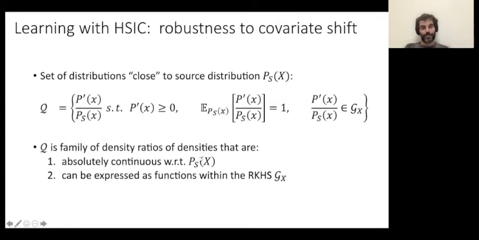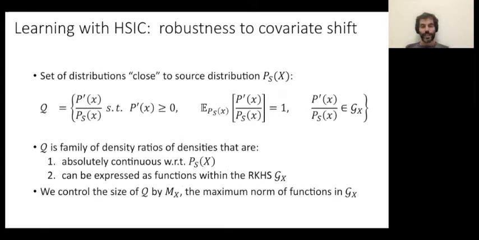They're absolutely continuous with respect to my source distribution, so there are no instances which have zero probability of appearing in my source. And the density ratios between P prime and my source distribution, PS, can be expressed as functions within the reproducing kernel Hilbert space GX that I'm using. So it's not any density ratio, it's a density ratio which is nice enough to be inside an RKHS. And we can control the size of Q by the norm of the RKHS we are using. So again, we're now allowing P of X to change, not arbitrarily, but under these two constraints.